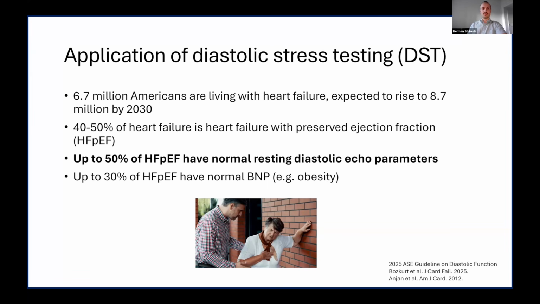About 40 to 50% of those people have heart failure with preserved ejection fraction, so when they have a normal LV contractile ability in systole. And the statistic I found the most interesting is that 50% of those with HFpEF have a normal resting diastolic echo parameter, which is where diastolic stress testing will come into play. And up to 30% of people with HFpEF have a normal BNP, such as, for example, people with obesity. And so BNP ends up not being a great test and will provide a significant number of false negative results.